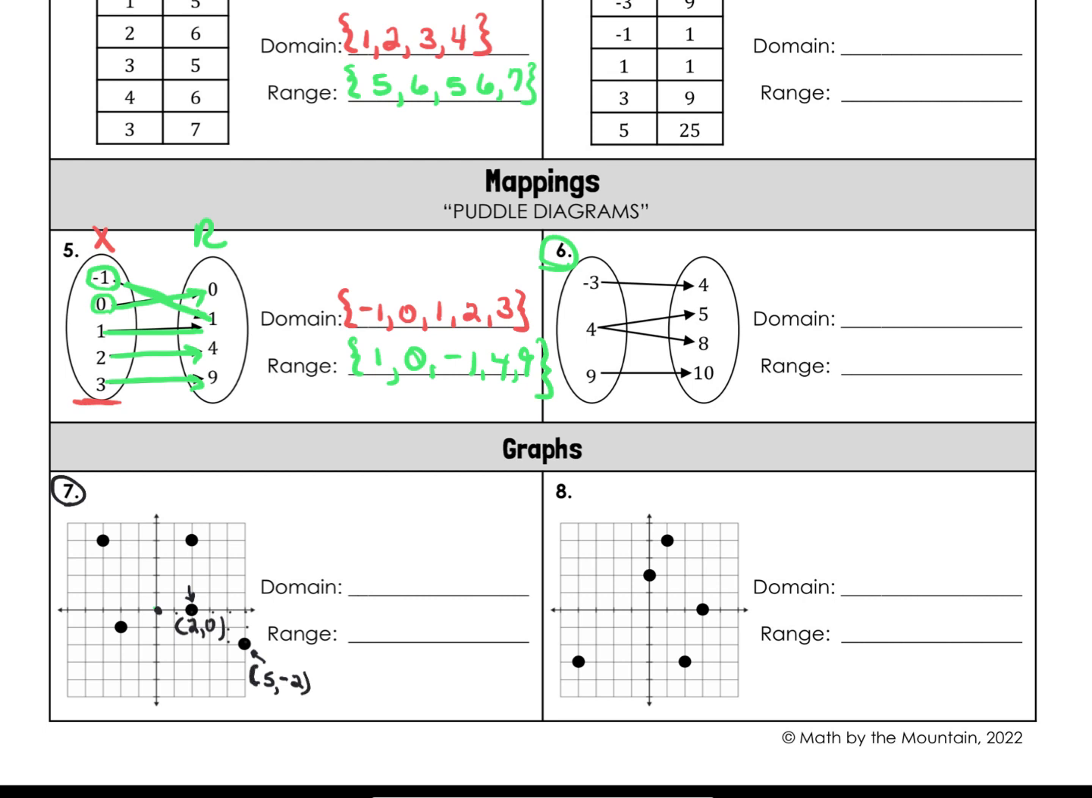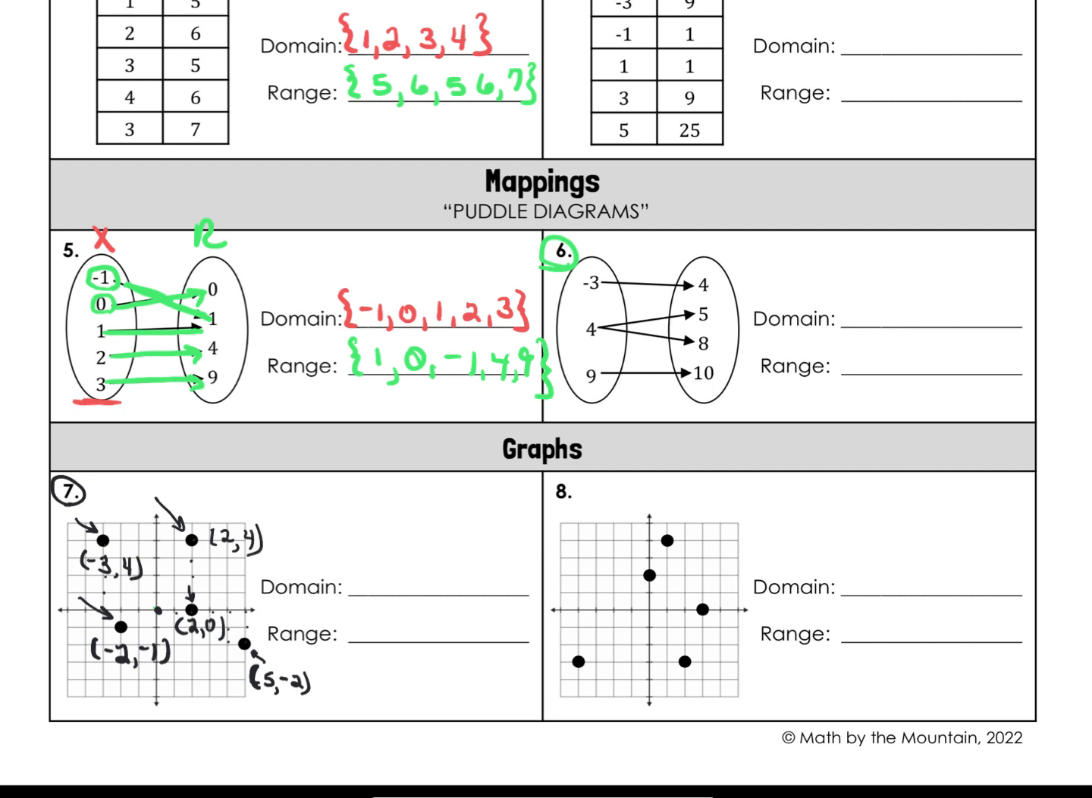-2. That looks crazy. And then here, when x is -2, y is -1. And then this one, when x is -3, y is 1, 2, 3, 4. And then the last one, when x is 2, y is 1, 2, 3, 4.